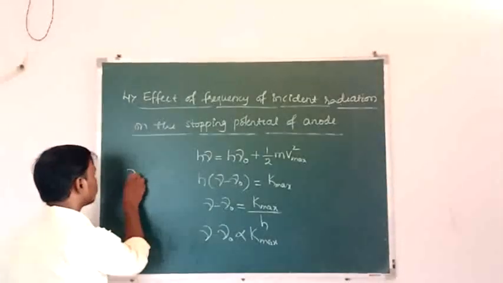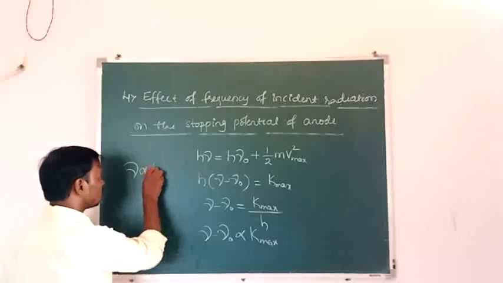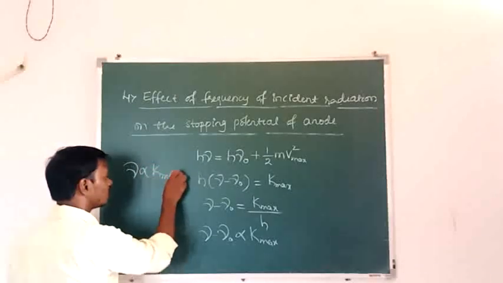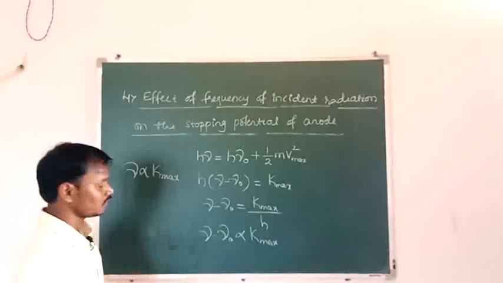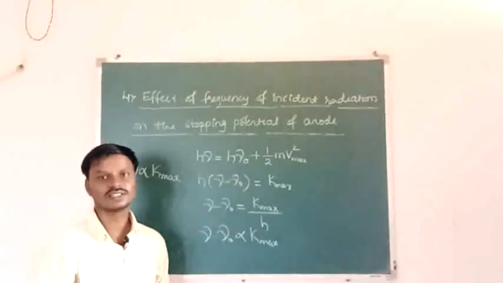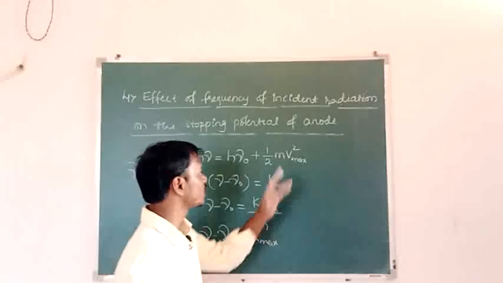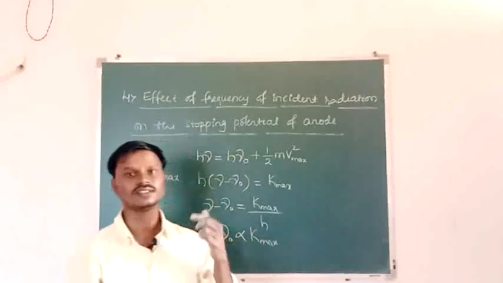That means the frequency of incident radiation is directly proportional to the kinetic energy of the ejected electron. Then if the kinetic energy of the ejected electron is maximum, we require maximum negative potential to stop the electron here.